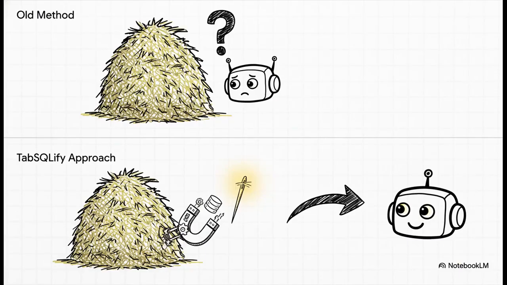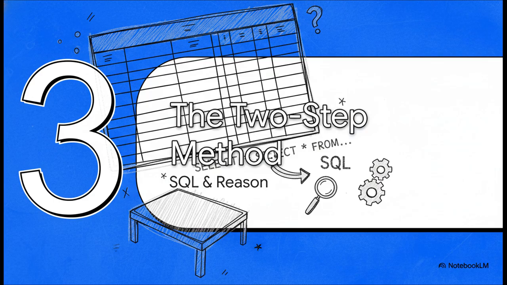And this is the best analogy for it. The old way is like dumping a whole haystack in front of the AI and saying, hey, good luck finding that needle. But the TabSQLify approach is totally different. It uses a smart tool to pull out just the needle first, and then it hands that tiny, relevant piece to the AI for analysis. So much smarter. So, how does this whole thing actually work under the hood?